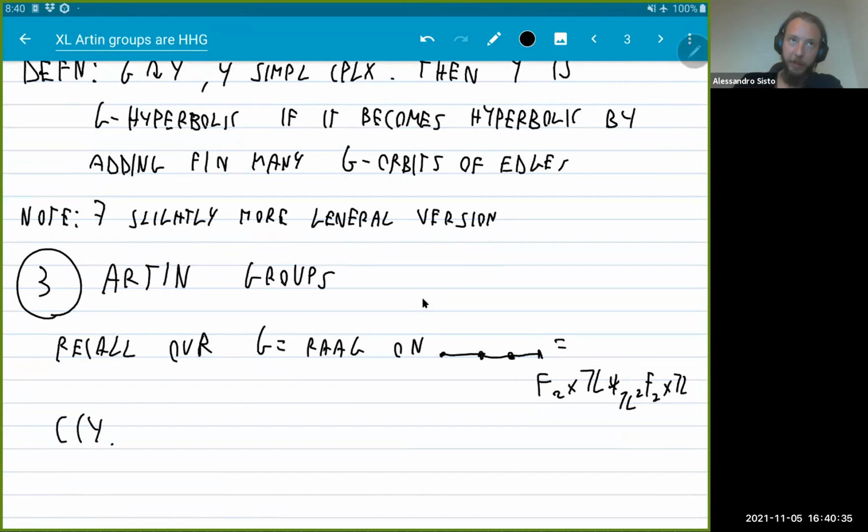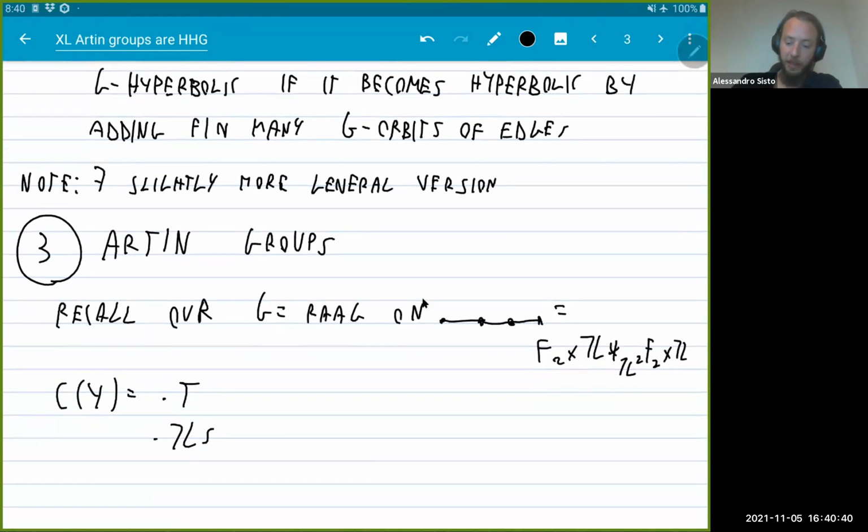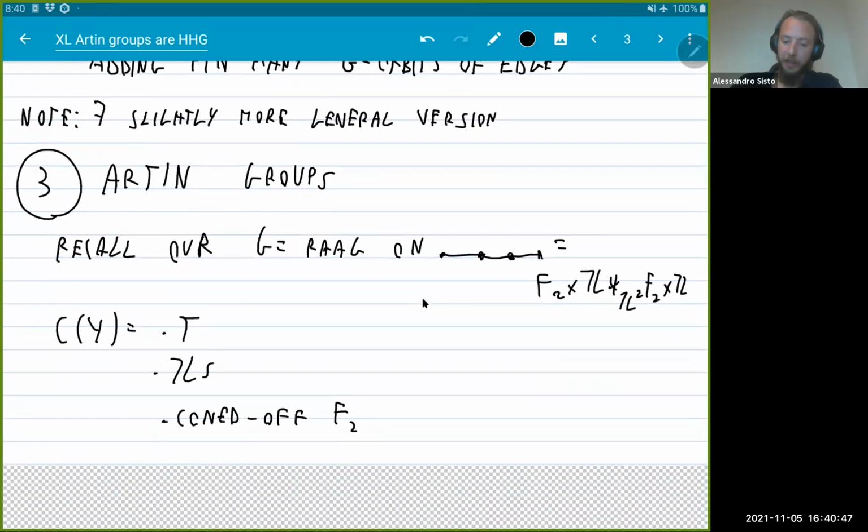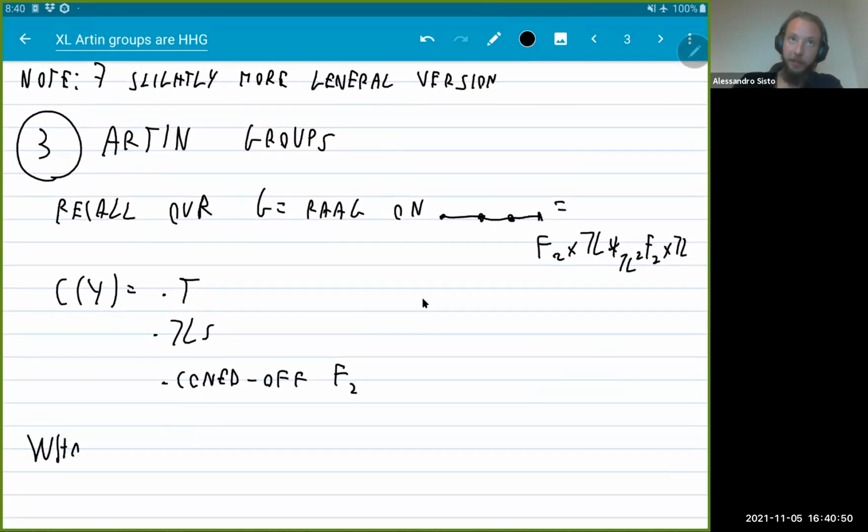And we want our hyperbolic spaces to be T, some Z's, and some coned-off F2's. And now, what is this mysterious simplicial complex X from the criterion? So what's X from the criterion? We want, again, what do we want? We want a simplicial complex whose links are these spaces.